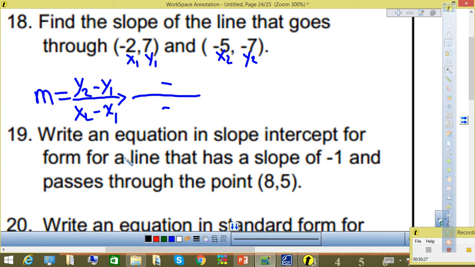So, y sub 2, x sub 2. Y sub 2 is negative 7. X sub 2 is negative 5. Y sub 1 is 7. X sub 1 is negative 2.